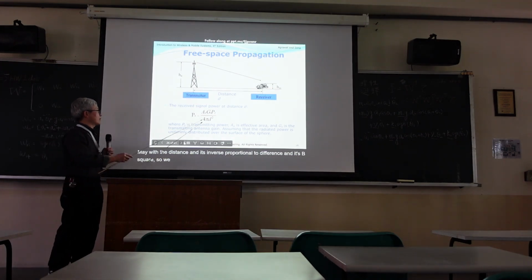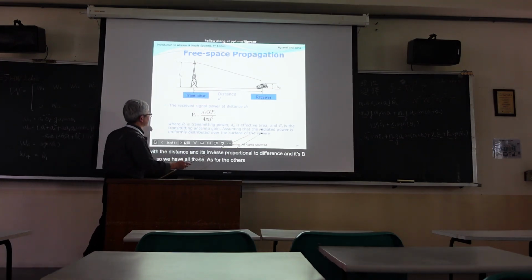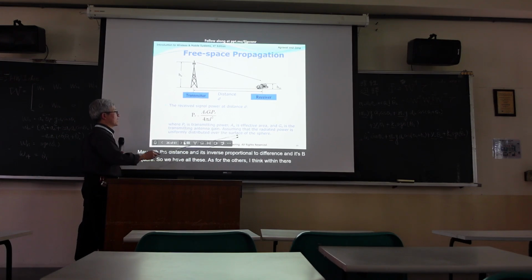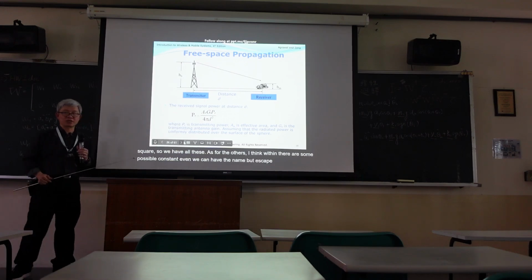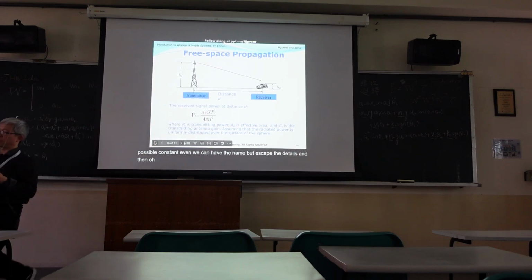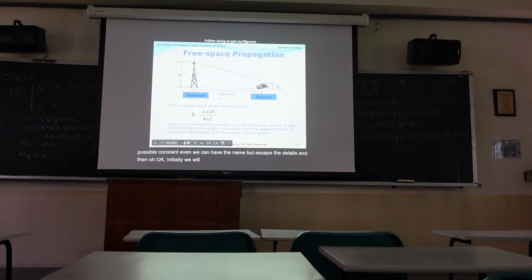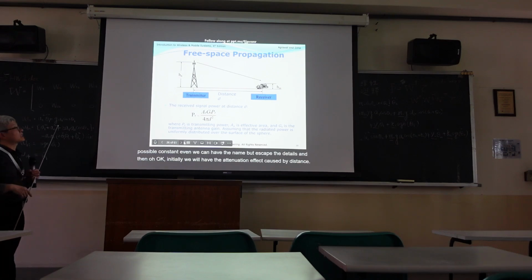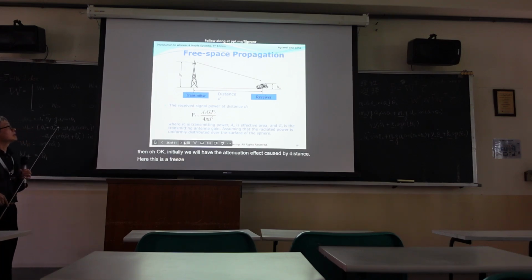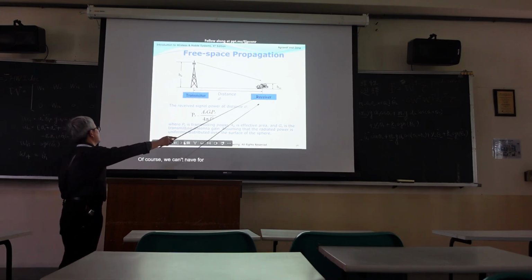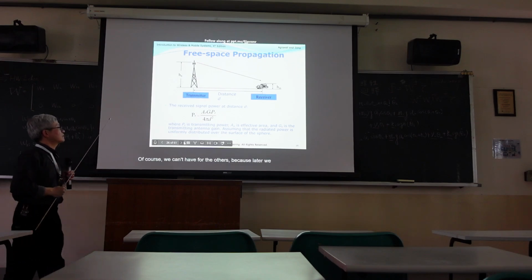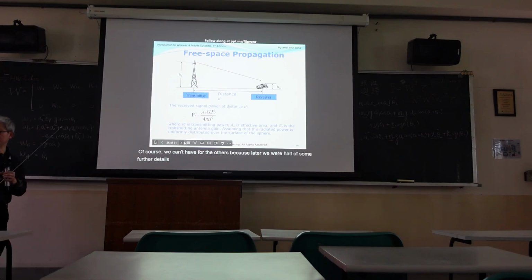As for the others, I think there are some possible constants, and we can even give them a name. I skip the details. Initially, we will have the attenuation effect caused by distance. And here, this is free space propagation. And of course, we can have the others because later we will have some further details for the other models.